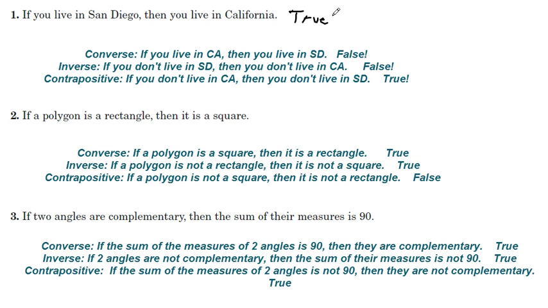Okay, converse switches around the hypothesis and conclusion. If you live in California, then you live in San Diego. And that is a false statement. Just because you live in California doesn't guarantee you live in San Diego.